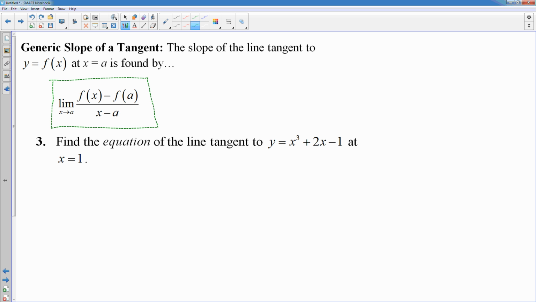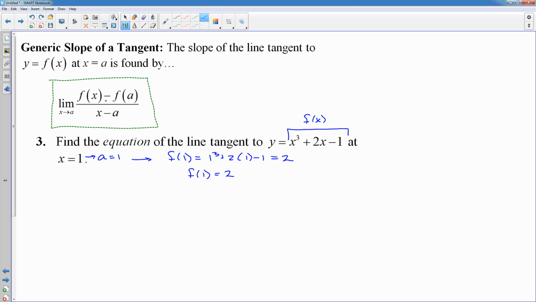So let's do that with this problem, number 3. I didn't say f of x equals, I said y equals, but that is your function, f of x. And I know my formula is going to need f of a, and in this case, a is equal to 1. So I'm going to find f of 1, which is 1 cubed plus 2 times 1 minus 1, and that cleans up to just 2. So f of 1 equals 2.